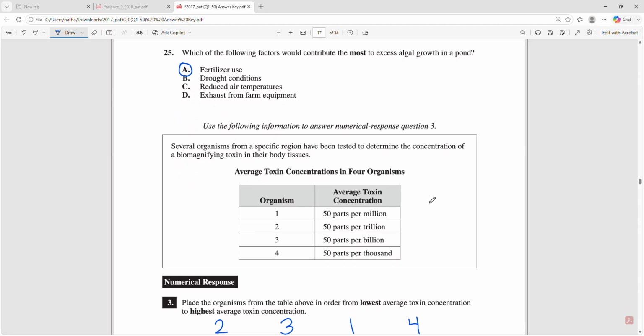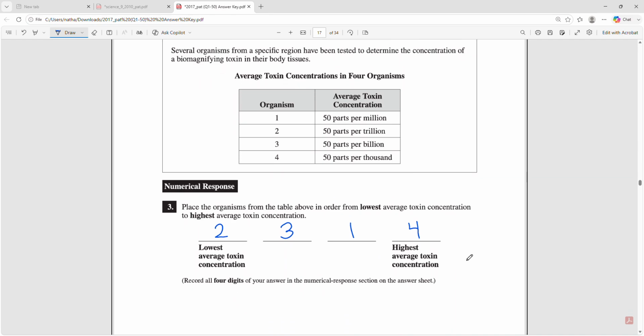25. Which of the following factors would contribute the most to excess algal growth in a pond? And that's fertilizer use, and particularly nitrogen is one that definitely increases growth of algae. So fertilizers having nitrogen, potassium, and phosphorus in them. So fertilizer use is a known contributor to growth of algae.